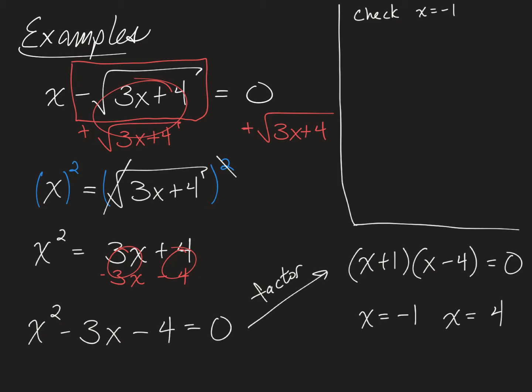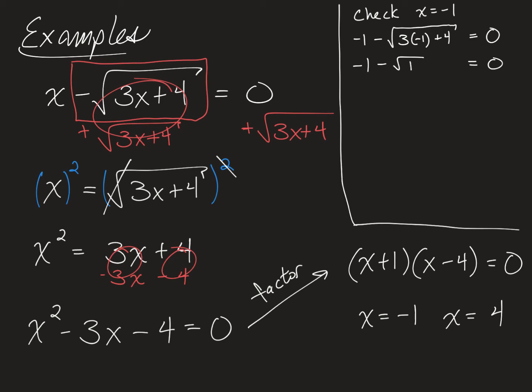What that does for me is it tells me that I need to come over here to this original equation and substitute -1 in for both x's. So what that would look like is -1 minus the square root of 3 times -1 plus 4 equals 0. All right, so as with the other checks, start within the square root. So here, 3 times -1 is -3. -3 plus 4 is +1. So I've simplified it to this: -1 minus the square root of 1 equals 0.